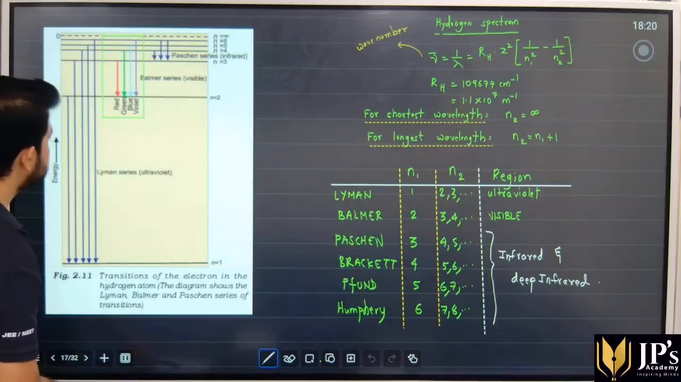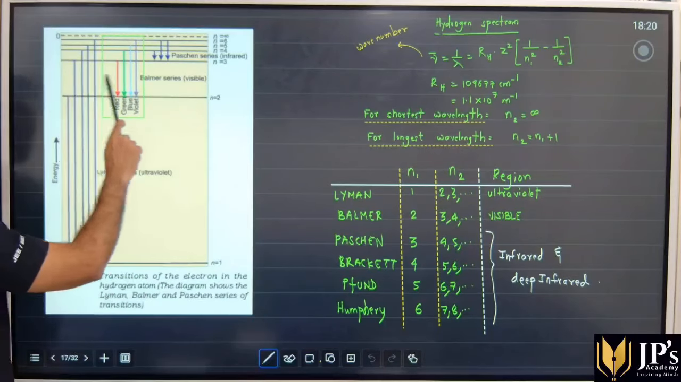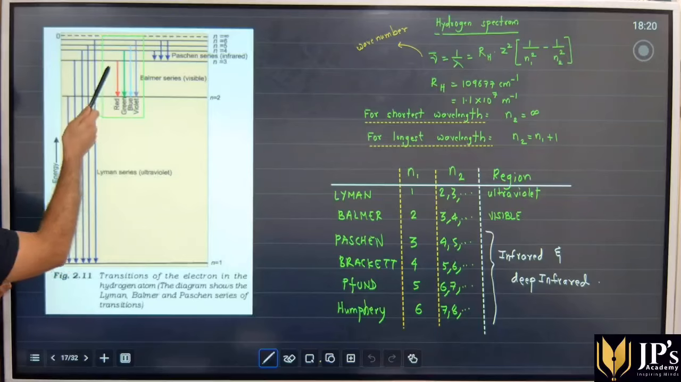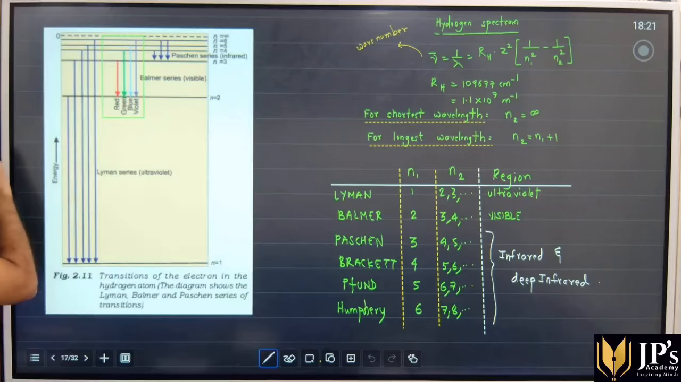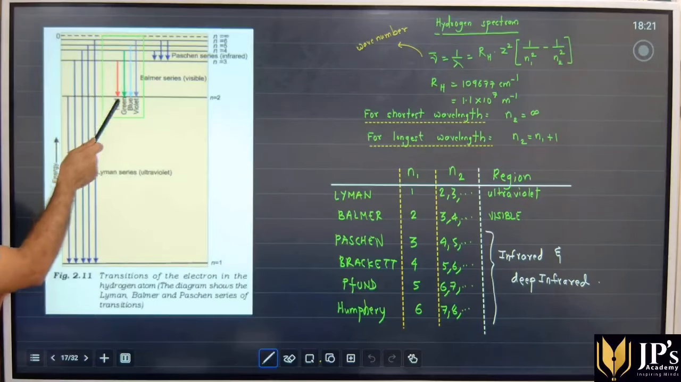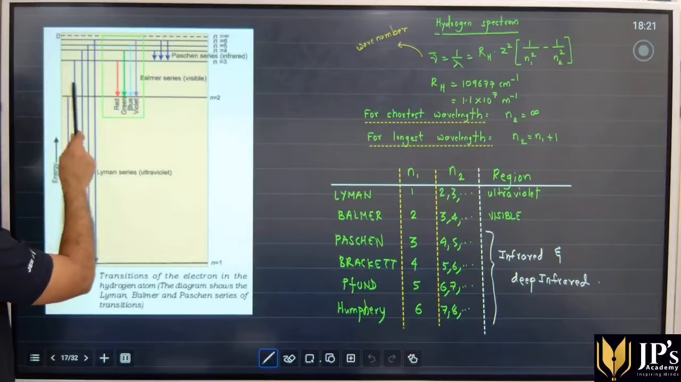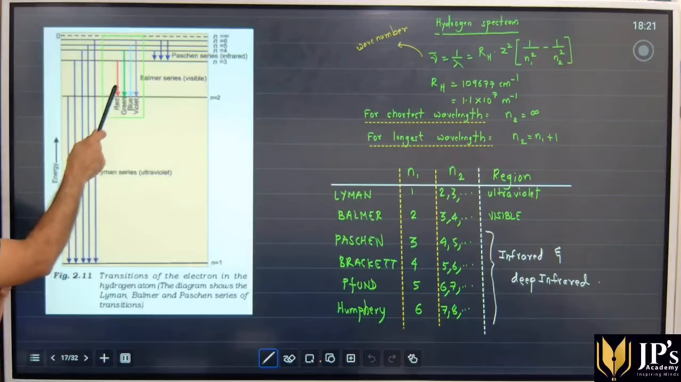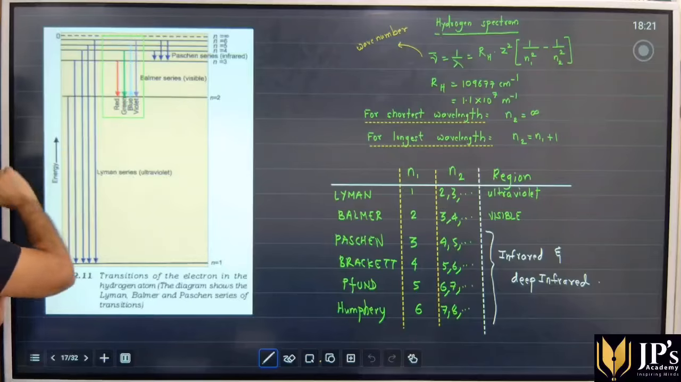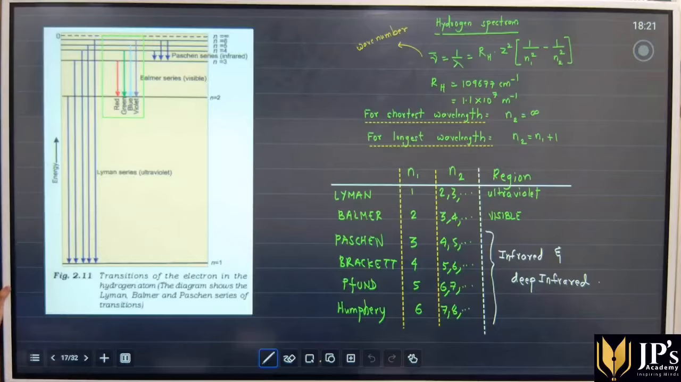Also students, just remember that Balmer falls in the visible region. Whenever the transition is from 3 to 2, you get red color. The transition from 4 to 2 gives you a green color. Then blue color is 5 to 2 transition, and the 6 to 2 transition gives you a violet color.